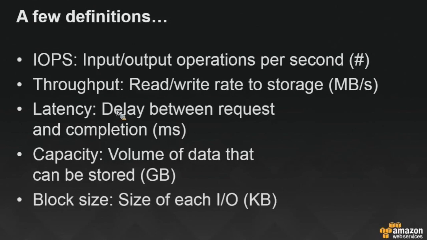Latency, typically measured in milliseconds, is the amount of time it takes for a request to be sent and the response to be received. Capacity, typically measured in gigabytes, is the size of the volume or the amount of data that you want to store. And then the block size is the size of the IOs which are being sent backwards and forwards between your application and the block device, and then also in turn being sent between the EC2 instance and the EBS service.